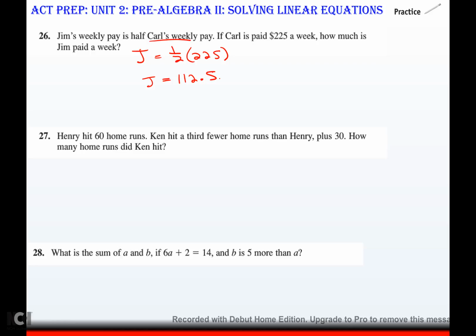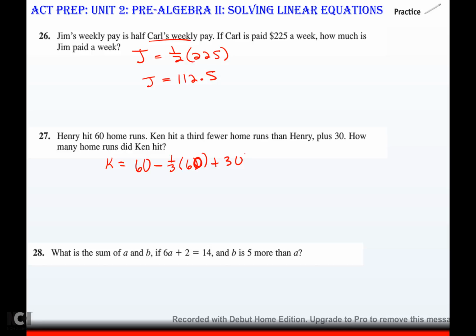27, Henry hit 60 home runs. Ken hit a third fewer home runs than Henry, plus 30. How many home runs did Ken hit? Well, Ken hit a third fewer, so he did a third of what Henry did, and that's fewer than what Henry did. Then he had 30 more, so there's my equation.